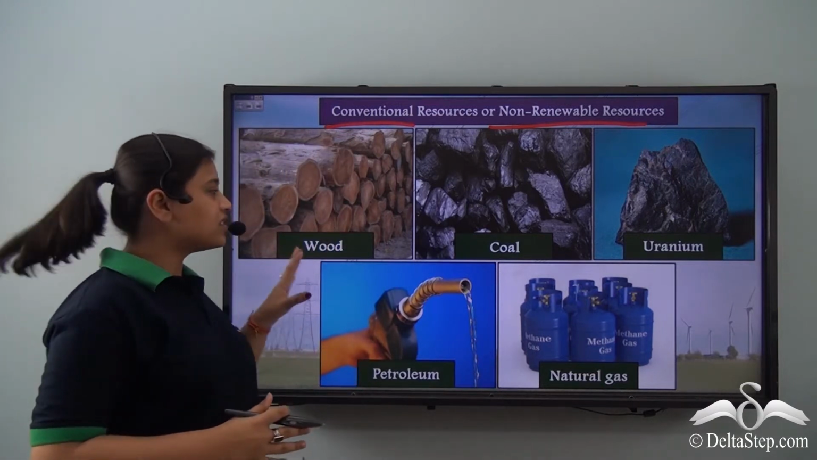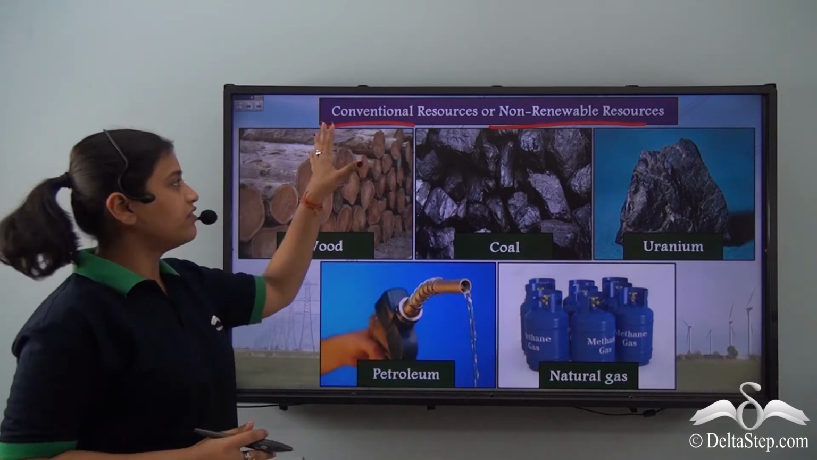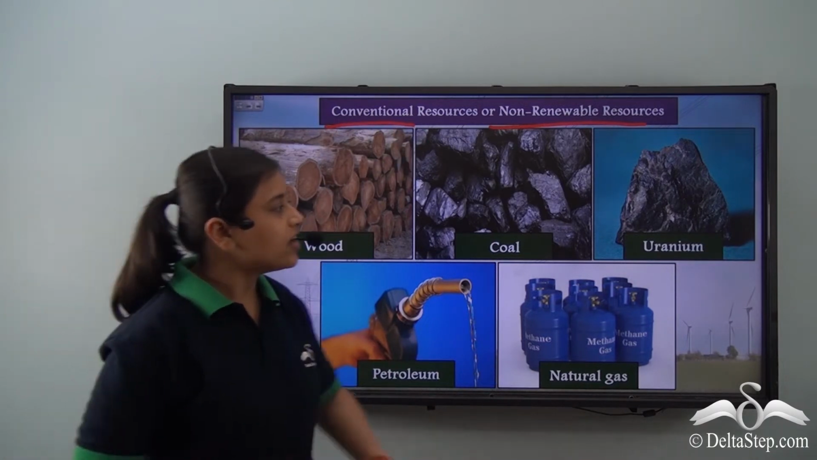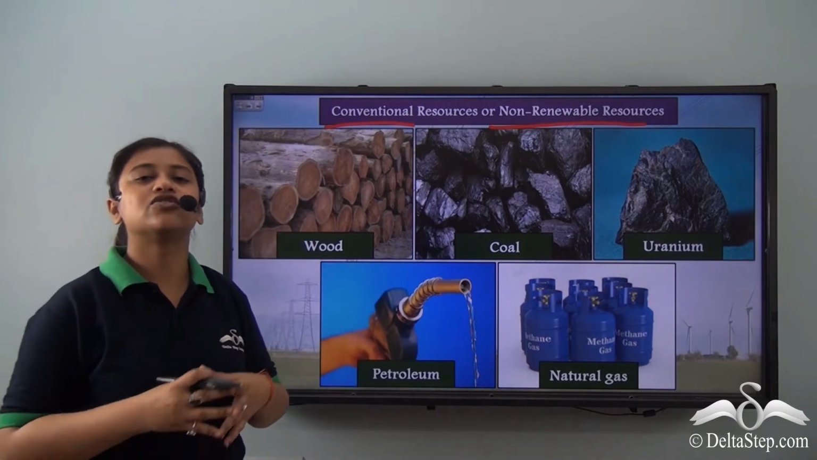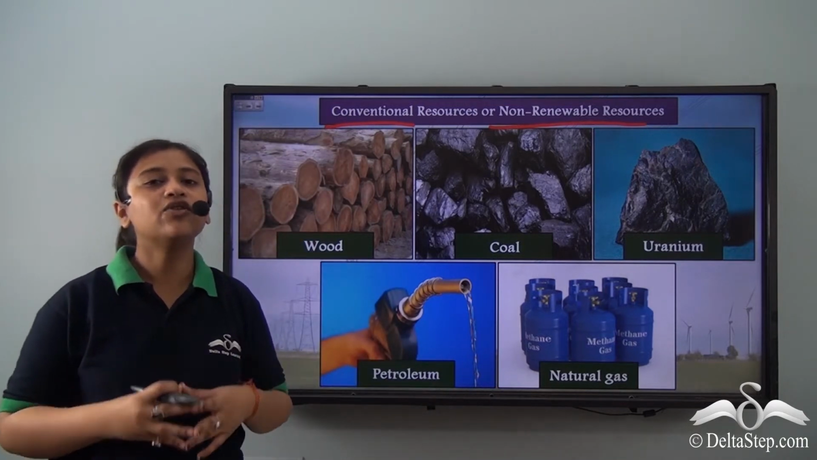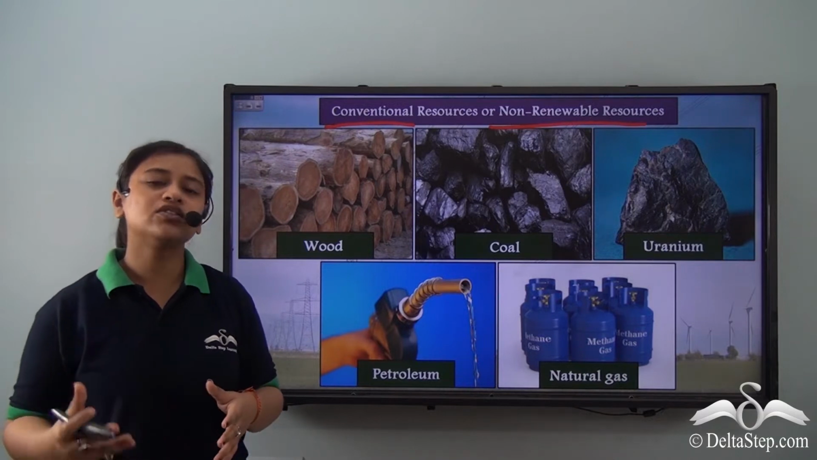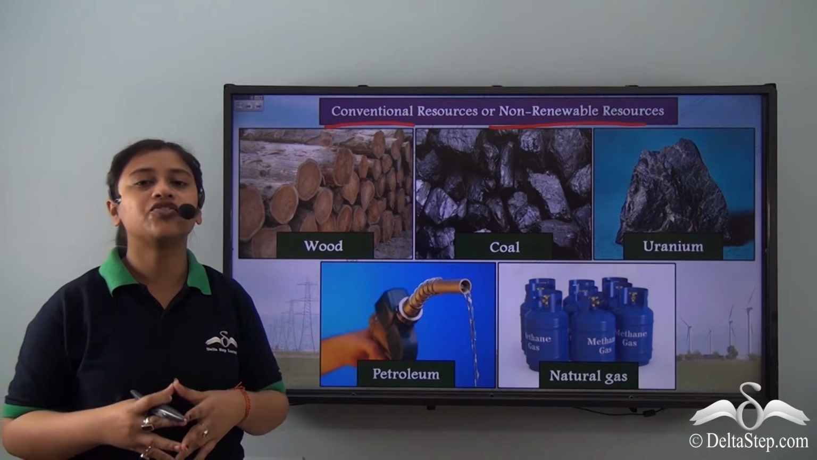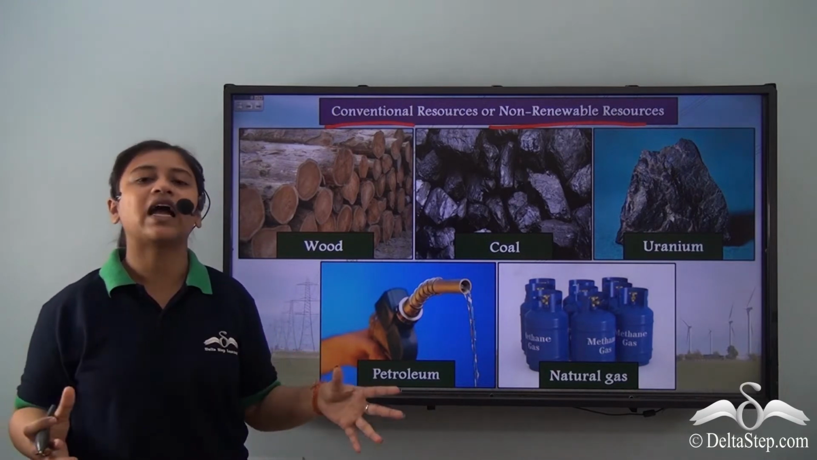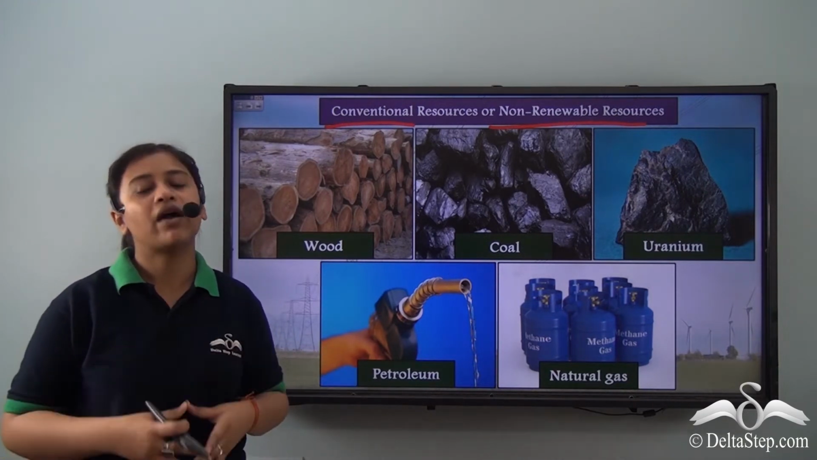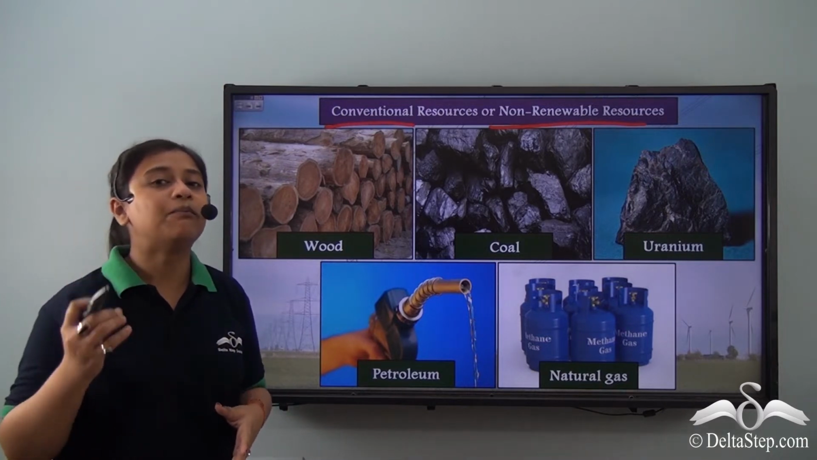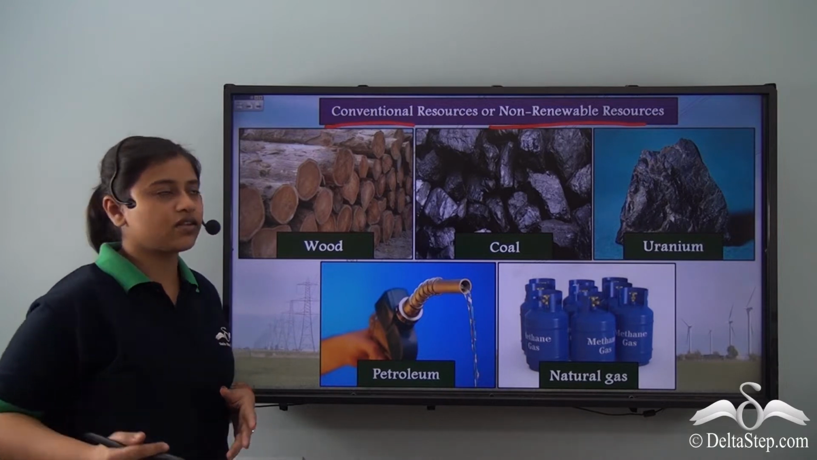So these are the different types of conventional resources that have been used since many years, where uranium is an exception because uranium provides us with nuclear energy, which is a more modern form of energy. However, all of them here are non-renewable because they take a lot of time to come back to their efficient form. So let's first talk about the most important conventional resource, and that is coal.